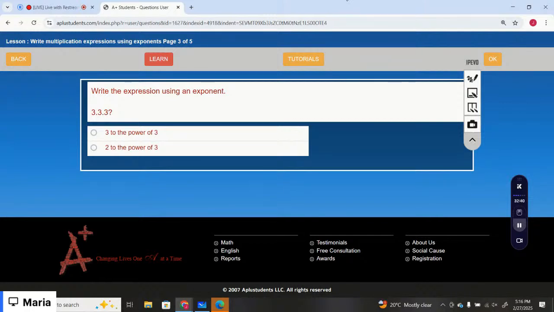Write the expression using an exponent. 3 times 3 times 3. So which is the correct option?